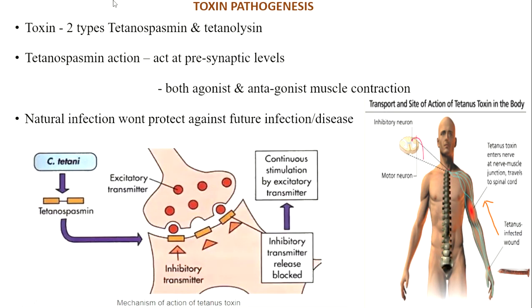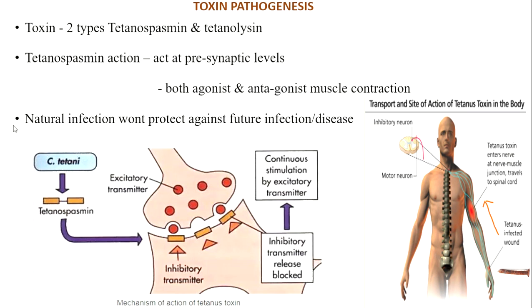So let's see about toxin pathogenesis. There are two types of toxins secreted by spores. One is tetanospasmin and the second is tetanolysin. Among these, tetanospasmin is the culprit for tetanus disease. It acts at the presynaptic level, as we can see here, and it will block the release of inhibitory transmitter, which leads to continuous stimulation by excitatory transmitter, causing agonist and antagonist muscle spasm. And the patient will show symptoms like jaw lock, opisthotonus posturing, or painful muscle spasm.